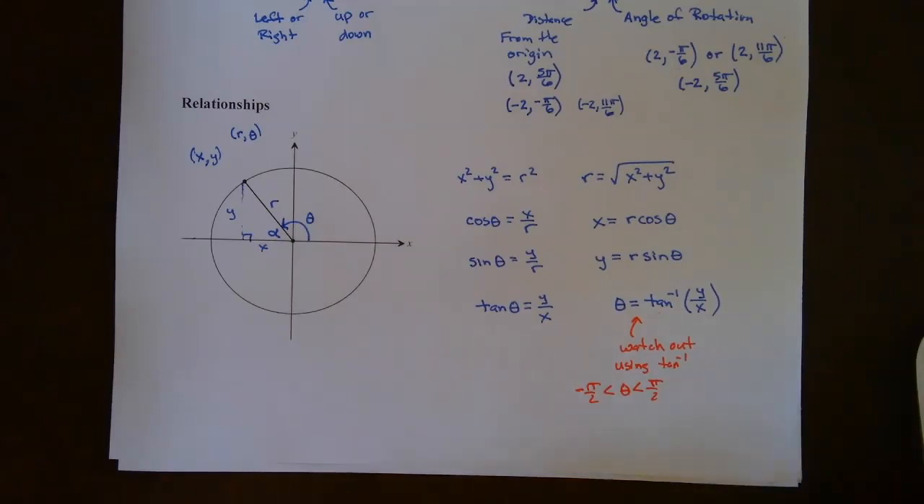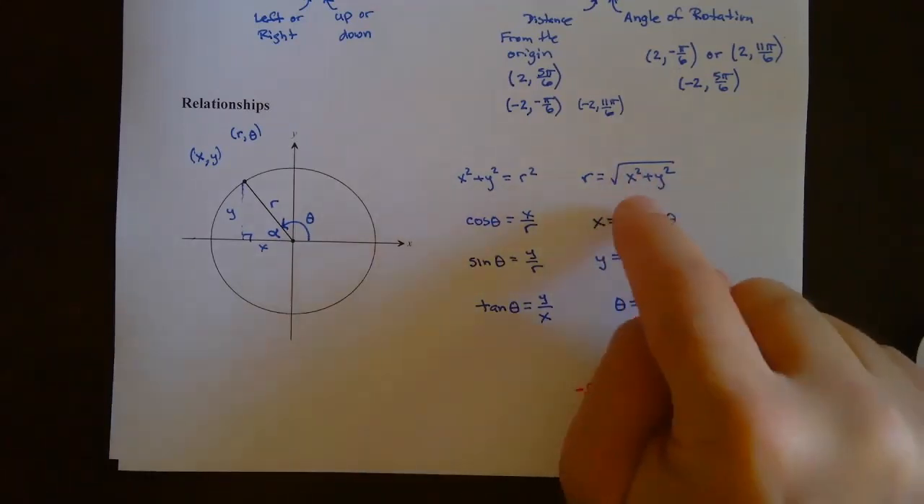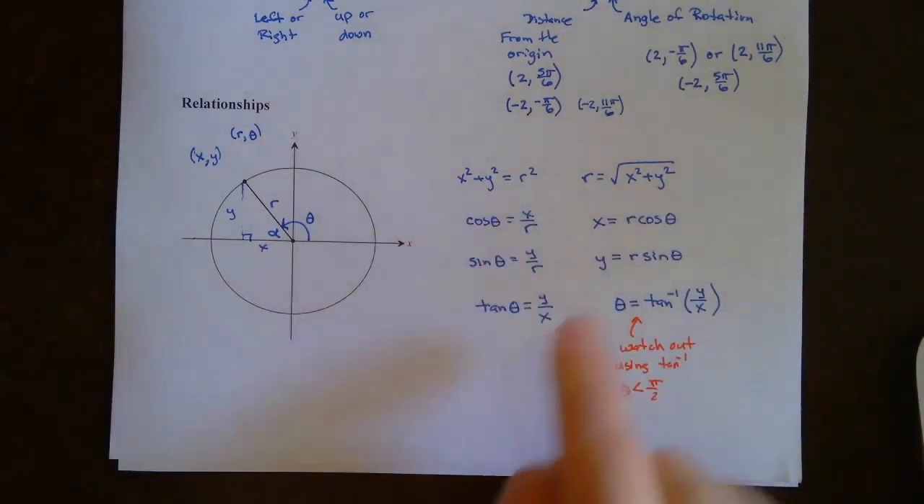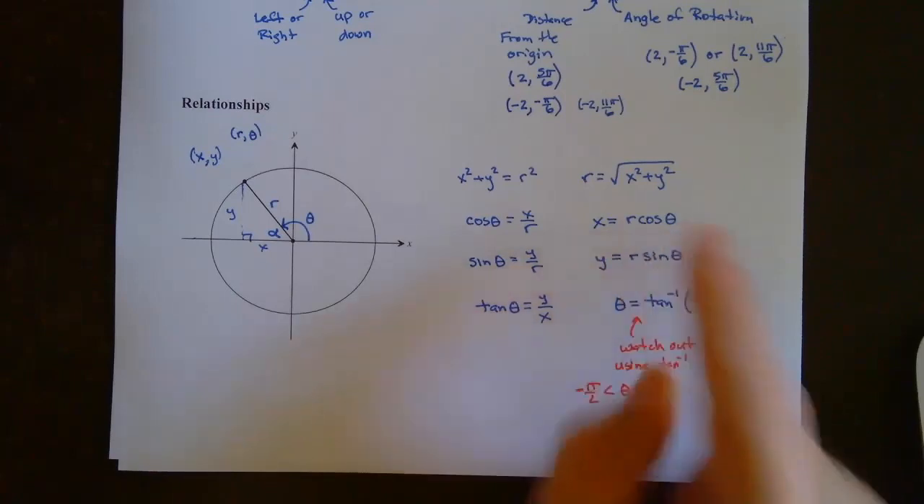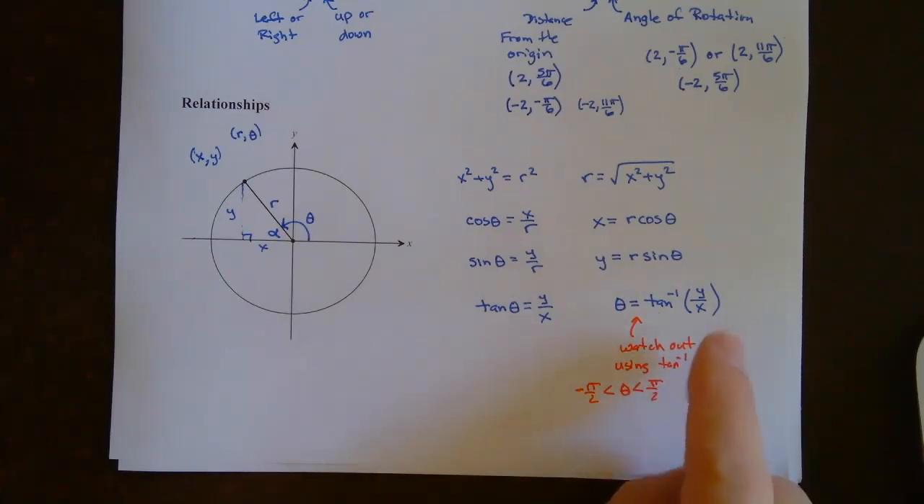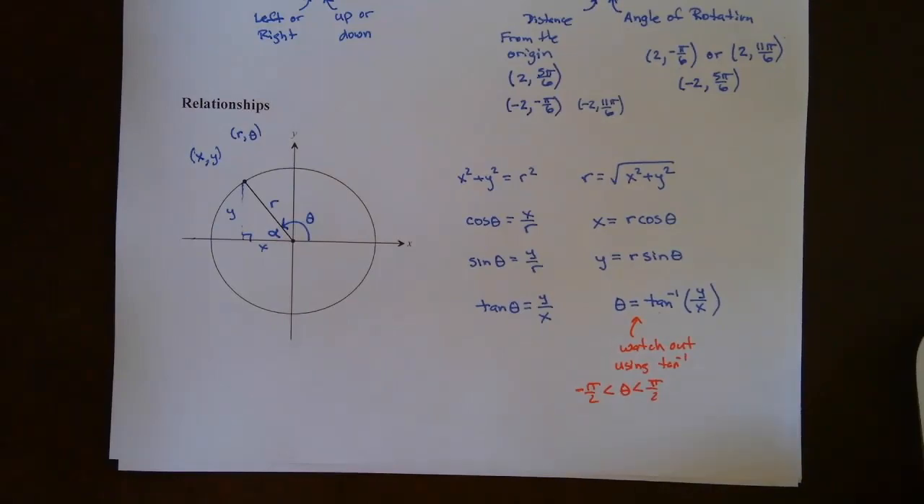Okay, so we know that r is equal to the square root of x squared plus y squared, or r squared is equal to x squared plus y squared. We know x is equal to r cosine theta, and hey, this is a lot like vectors. And y is equal to r sine theta, and theta is equal to tan inverse of y over x. Whew, okay, let's do some problems.